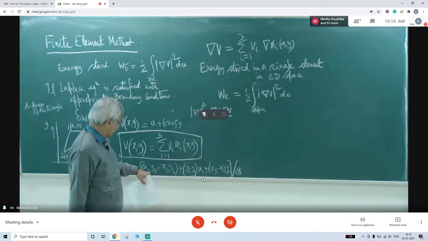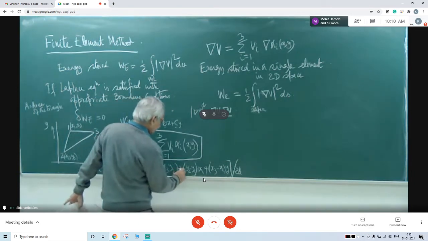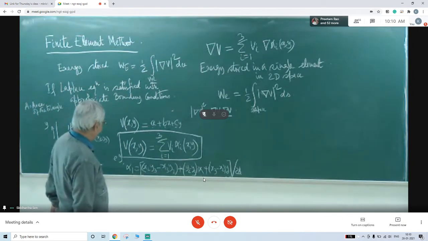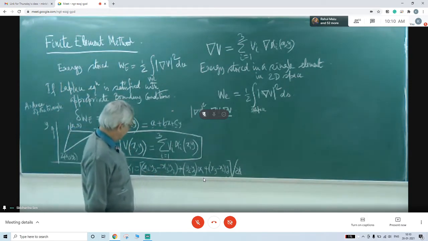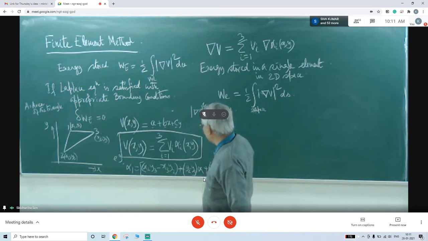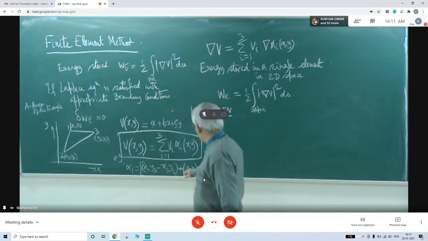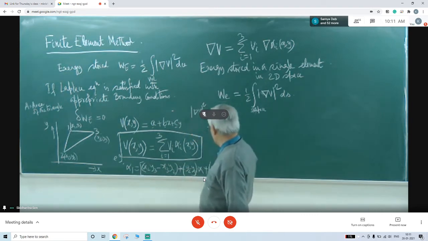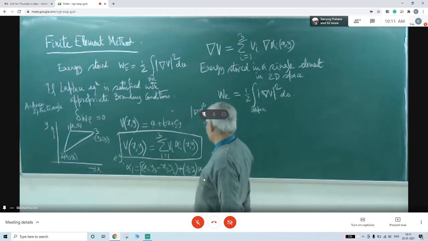Alpha 1 is equal to x2 y3 minus x3 y2 plus of y2 minus y3 into x plus of x3 minus x2 into y, divided by 2A. Using symmetry, here also, basically it comes from the inversion of a matrix. Okay.